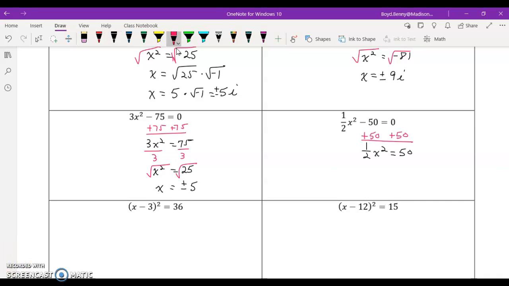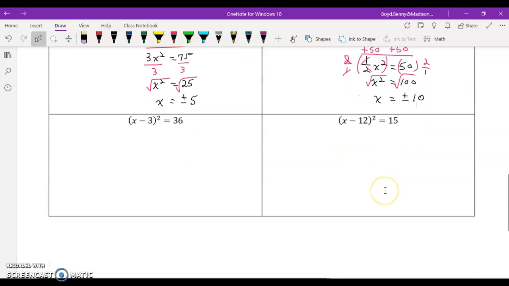Okay, guys, I'm going to pick up here instead of completing the thing and leaving it for you, because I wanted to review that when we have 1/2 x squared, the inverse of multiplying by 1/2 is to multiply by 2 over 1 on both sides to get rid of that fraction. So that's going to cancel out our fraction here. And that's going to give us x squared equals 2 times 50, which is going to be 100. And then the last step, of course, is to take the square root of both sides. And that's going to give me x equals plus or minus 10.